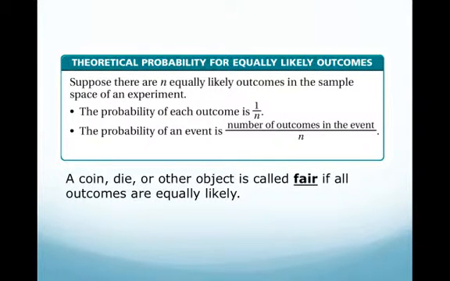Suppose there are n equally likely outcomes in a sample space of an experiment. The probability of each outcome is 1 out of n. The probability of an event is the number of outcomes in the event over n. A coin, a die, or other objects are called fair if all the outcomes are equally likely.